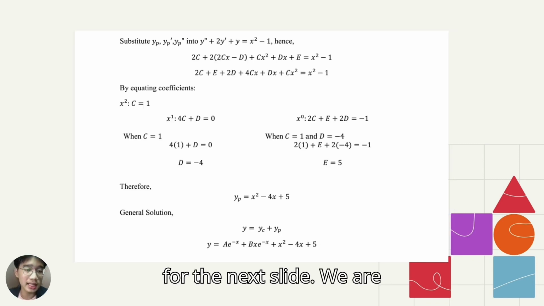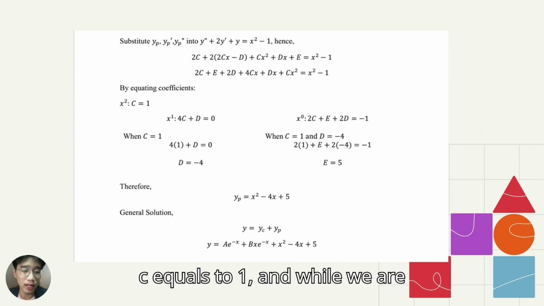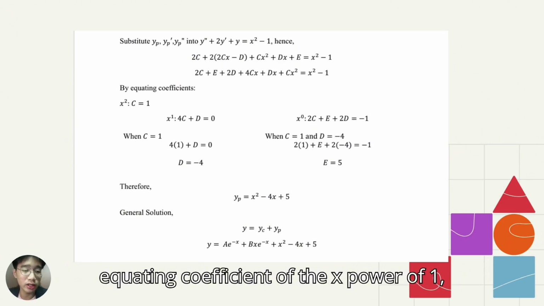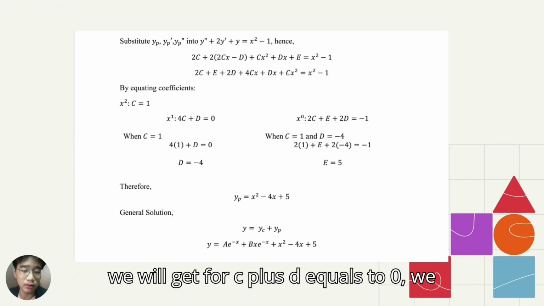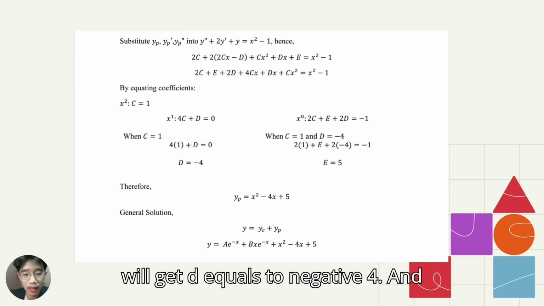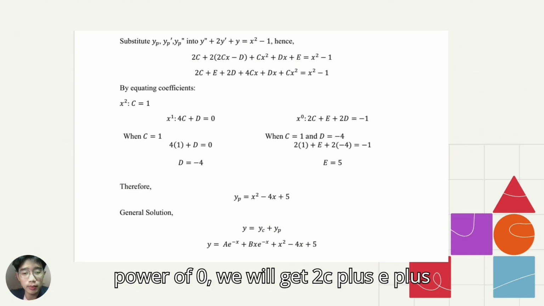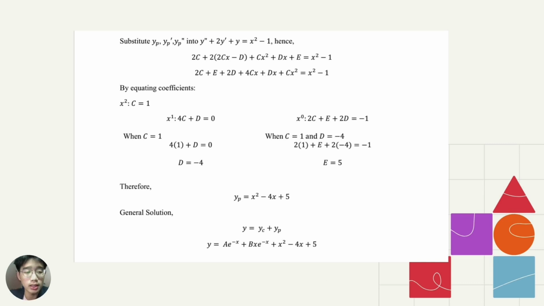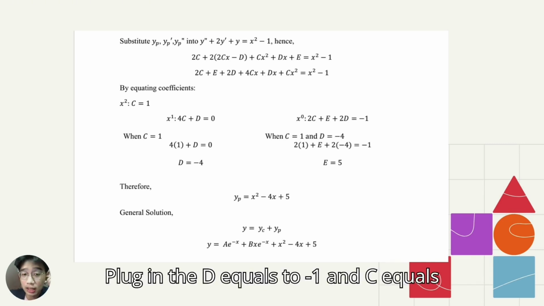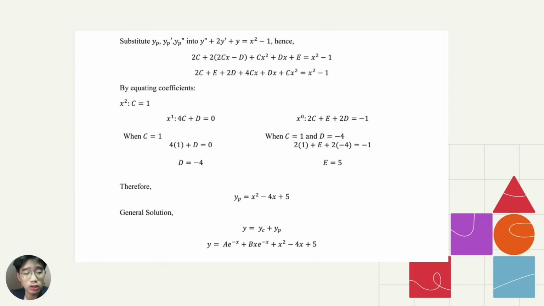For the next slide, we are going to equate the coefficients. For x squared, we get c equals 1. Equating the coefficient of x power of 1, we get c plus d equals 0. Substituting c equals 1, we get d equals negative 1. Equating the coefficient of x power of 0, we get 2c plus e plus 2d equals 1. Plugging in d equals negative 1 and c equals 1, we get e equals 5. Therefore, the particular solution is x squared minus x plus 5.